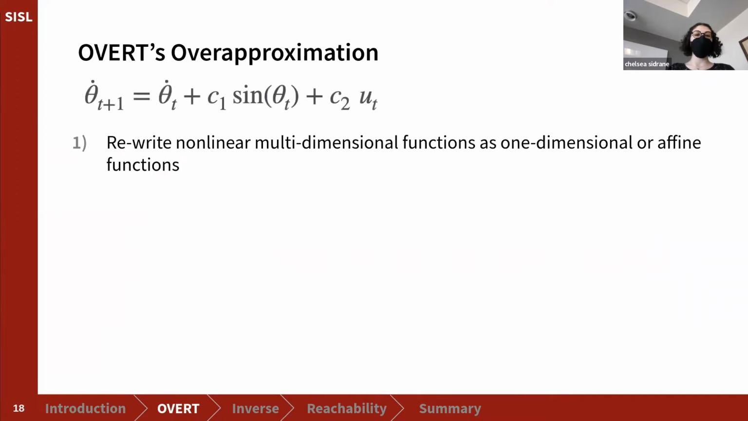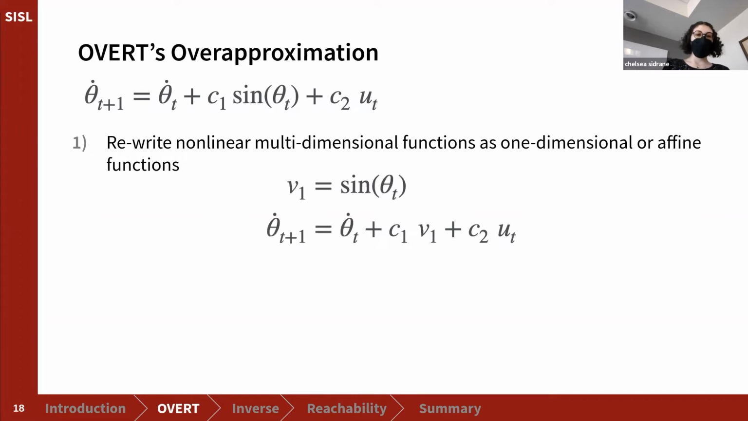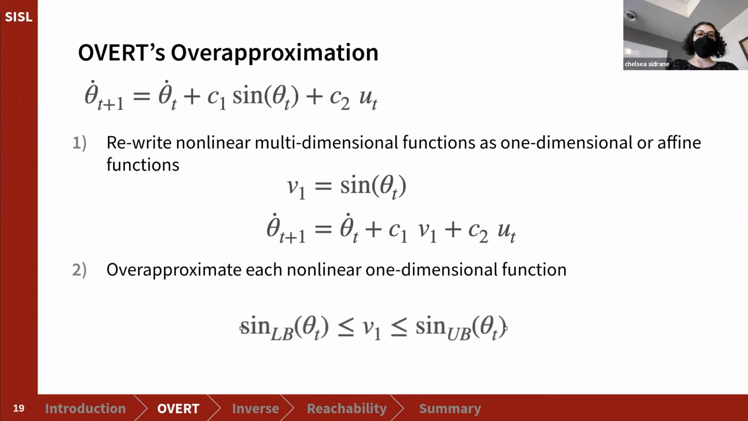So first, let's condense any constants into C1 and C2. Then the first step is to rewrite nonlinear multidimensional functions as one-dimensional nonlinear functions or affine functions. In this example, that means pulling out the sine term. And then the bottom line on the slide here is affine. The second step is to approximate each nonlinear one-dimensional function using piecewise linear lower and upper bounds. In this example, we create bounds for the variable v1.